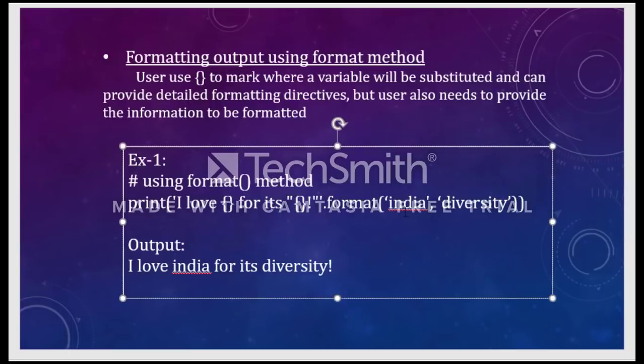That means 0 is the first parameter, India, which should be replaced at 0, and the second parameter is diversity. So these parameters are: first parameter as 0, second parameter as 1. If you have a third parameter, that is 2. So at the 0 place, India will be substituted. At the 1 place, diversity will be substituted.